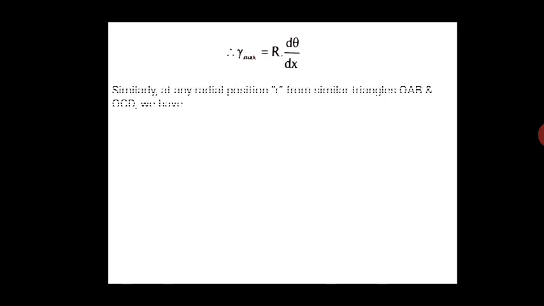Now for this we have the maximum shear strain is equal to R into d theta by dx, because we have the arc equation, that is maximum deformation gamma max is equal to R into d theta by dx, where the angle of twist is varying along the x-axis or along the length of the bar.